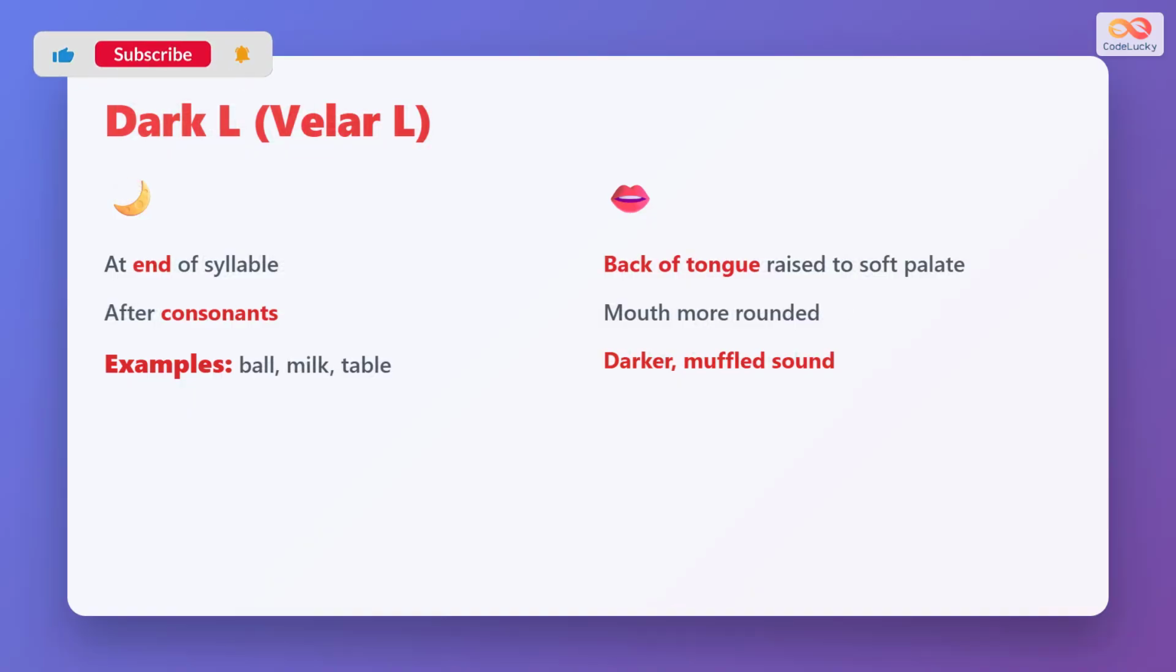The second L sound is called the dark L or velar L. You use this sound at the end of syllables and after consonants. For example, in words like ball, milk, and table. When you pronounce the dark L, the back of your tongue raises up toward the soft palate at the back of your mouth. Your mouth becomes more rounded, creating a darker, more muffled sound compared to the light L.